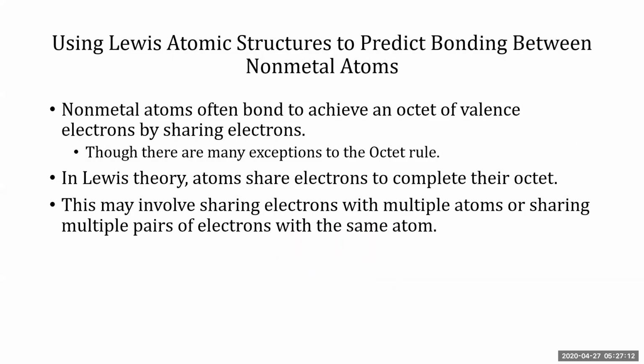Lewis atomic structures can be used to predict the expected bonding between non-metal atoms. Non-metal atoms often bond to achieve an octet of valence electrons by sharing electrons, though there are many exemptions to the octet rule. In Lewis theory, atoms share electrons to complete their octet. This may involve sharing electrons with multiple atoms or sharing multiple pairs of electrons with the same atom.